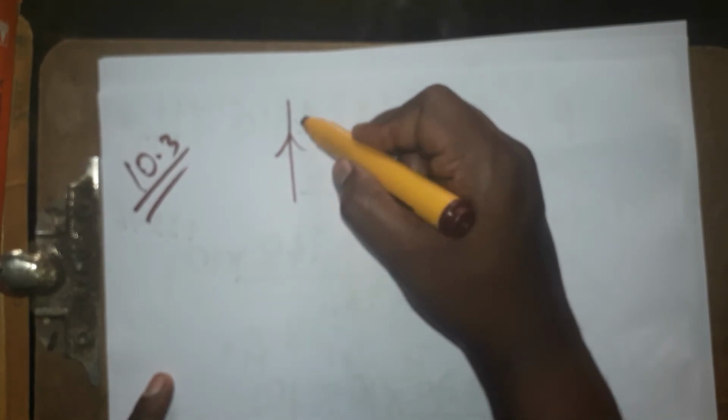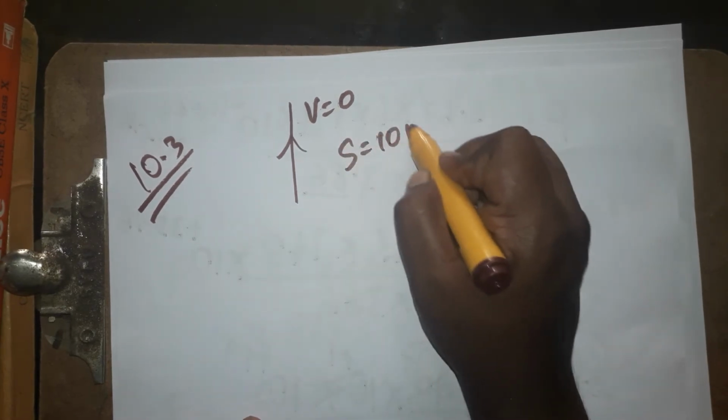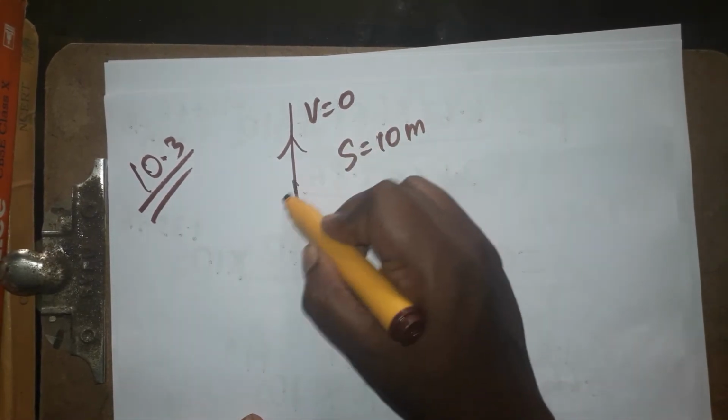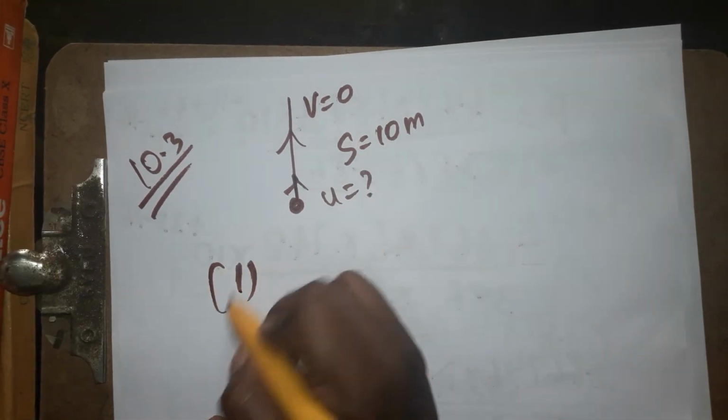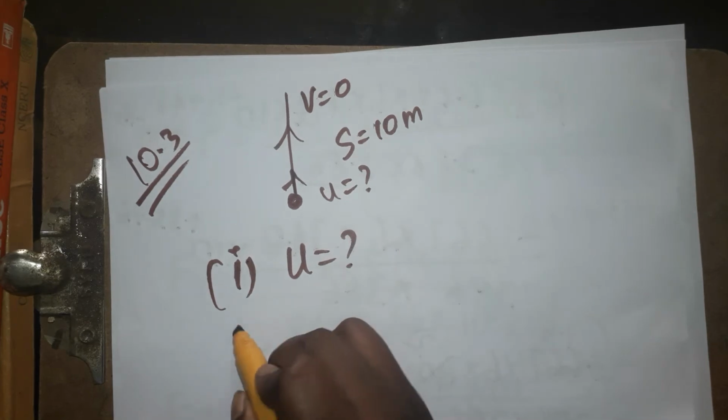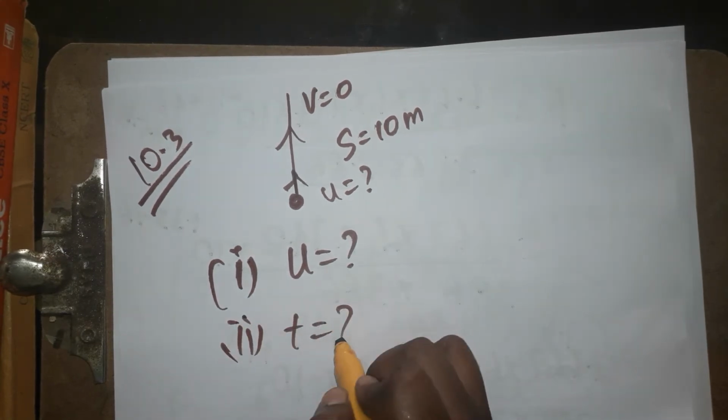10.3. It is thrown upwards vertically. The object is thrown upward means final velocity will be 0. Dropped means initial velocity will be 0. The displacement covered is 10 meter. The initial velocity of the object we don't know. What is the object's thrown velocity, we don't know. The question is, what is the initial velocity and what is the time taken? It is a very simple question.